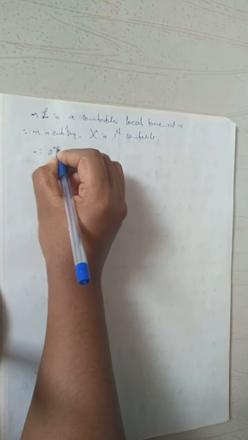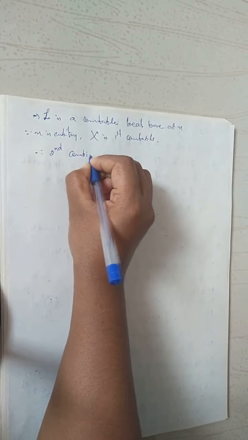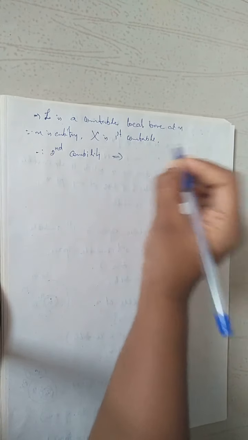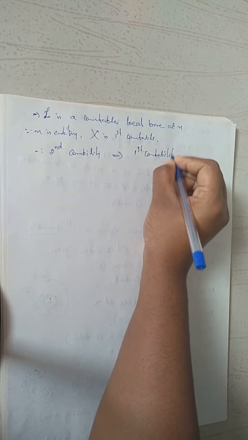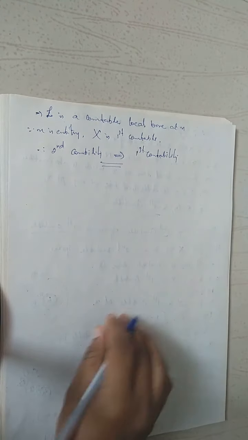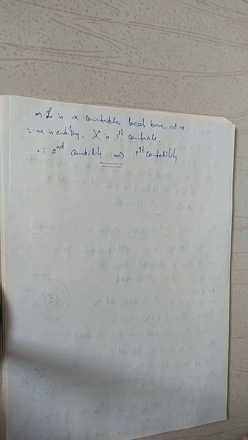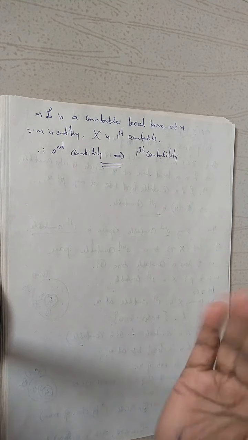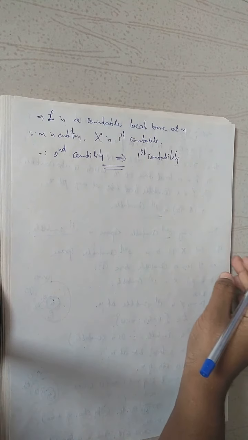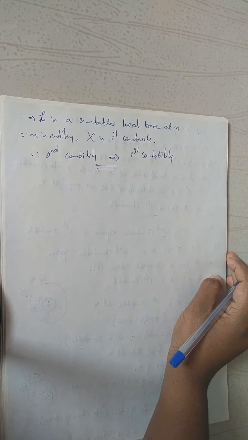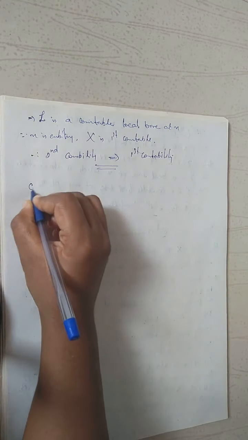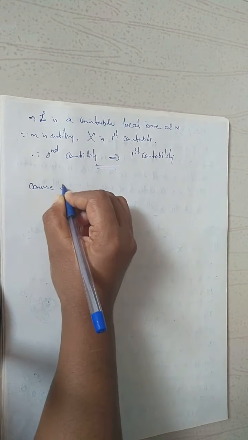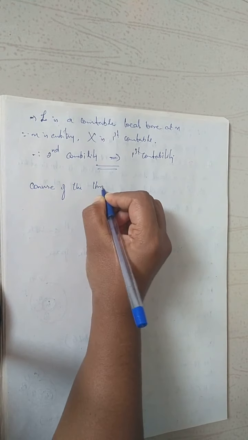So we proved that capital X is first countable. Therefore, second countability always implies first countability. So the theorem says second countability always implies first countability. What about the converse part? First countability implies second countability will not be true. That means the converse of the theorem need not be true.